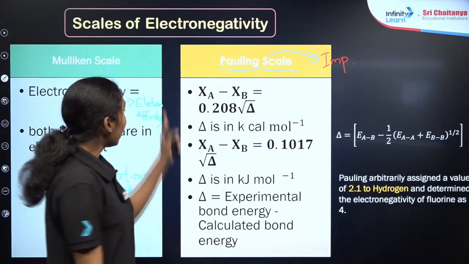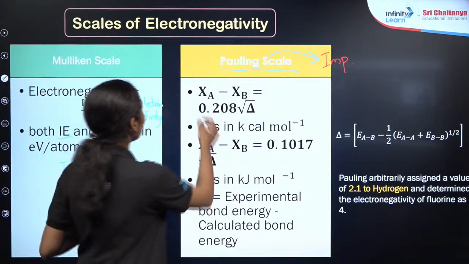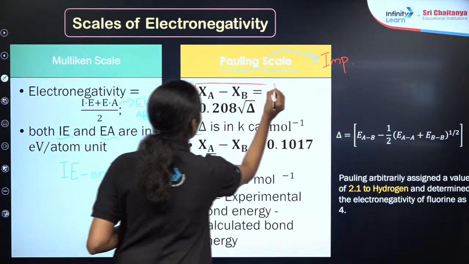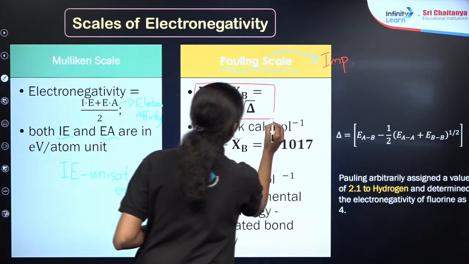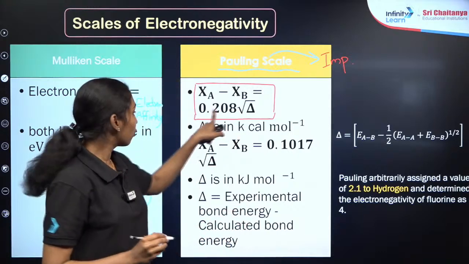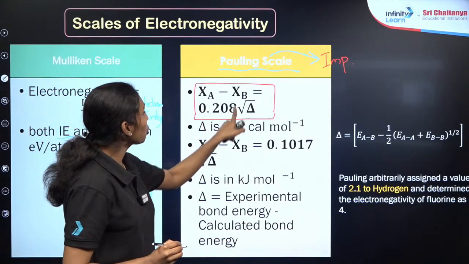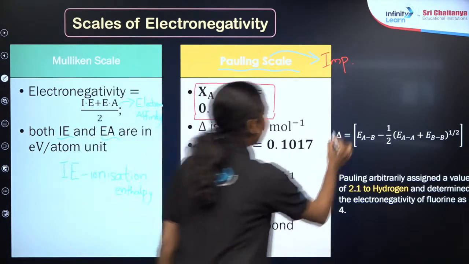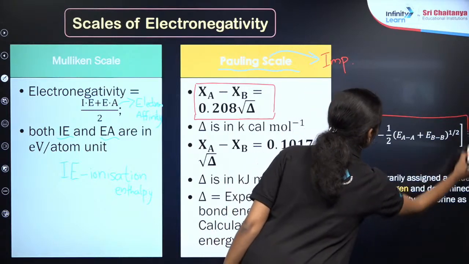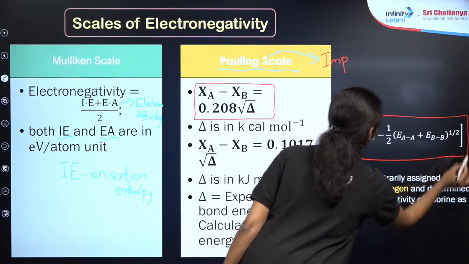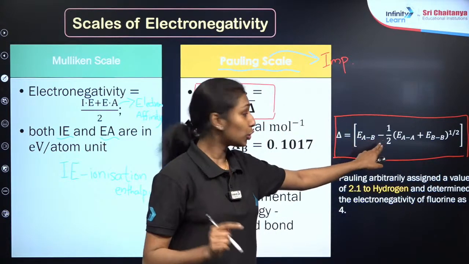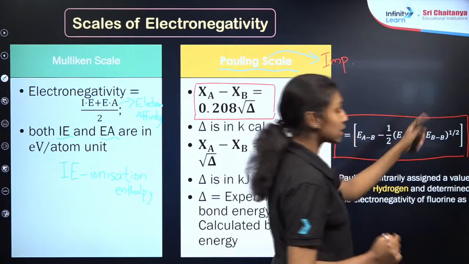According to Pauling, he gave an equation to find the electronegativity difference of two atoms A and B. The difference should be given as 0.208 into root delta, where delta is given as E_AB minus half into (E_AA plus E_BB), whole raised to 1 by 2.